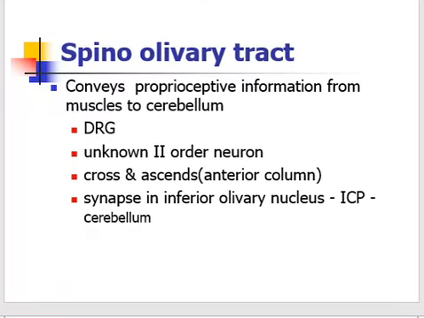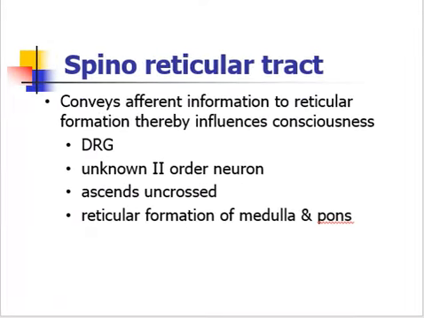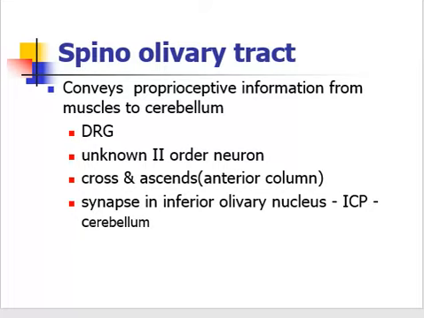And the spino-olivary tract conveys proprioceptive information from the muscles to the cerebellum. The second order neurons cross and ascend in the anterior column and synapse in the inferior olivary nucleus.